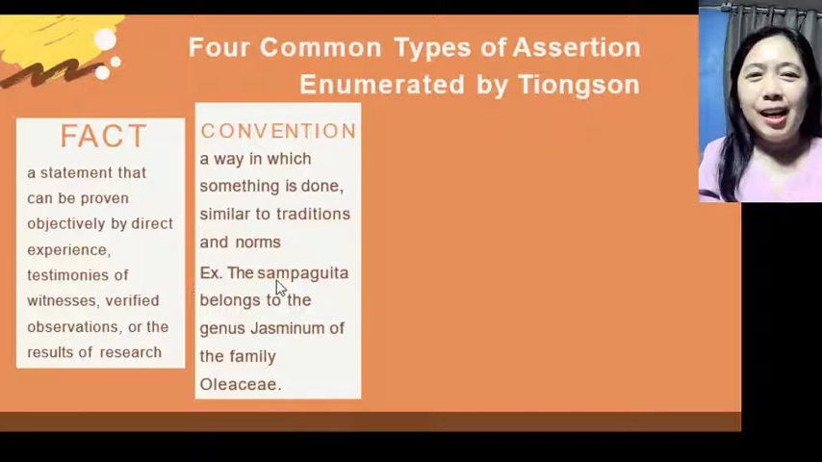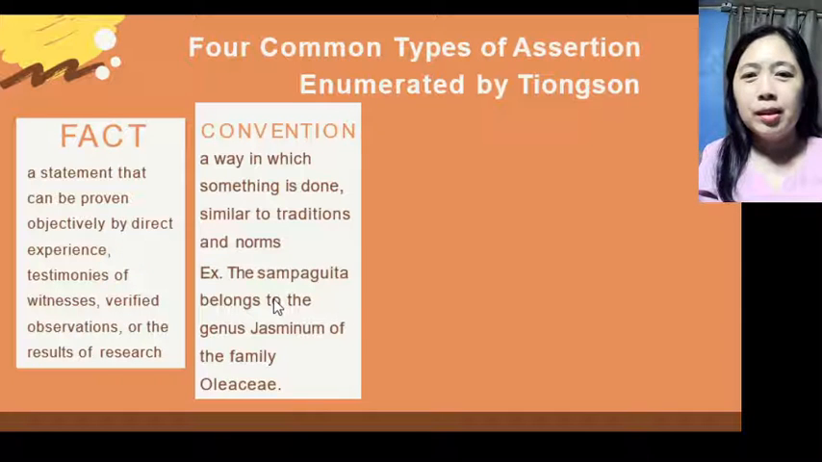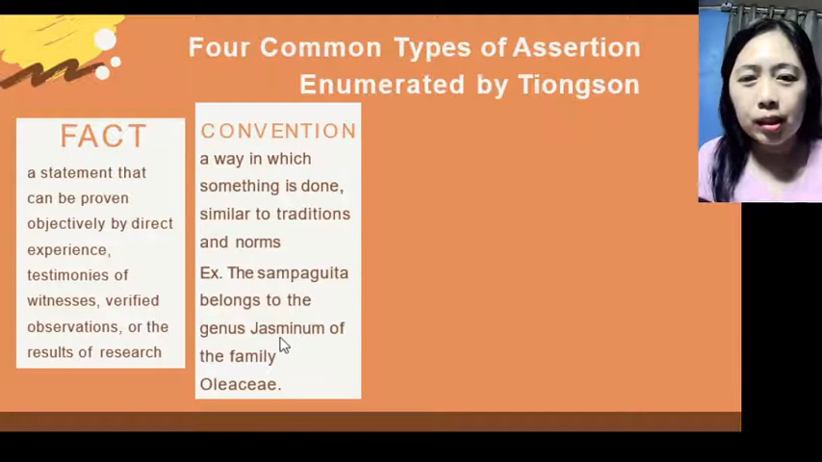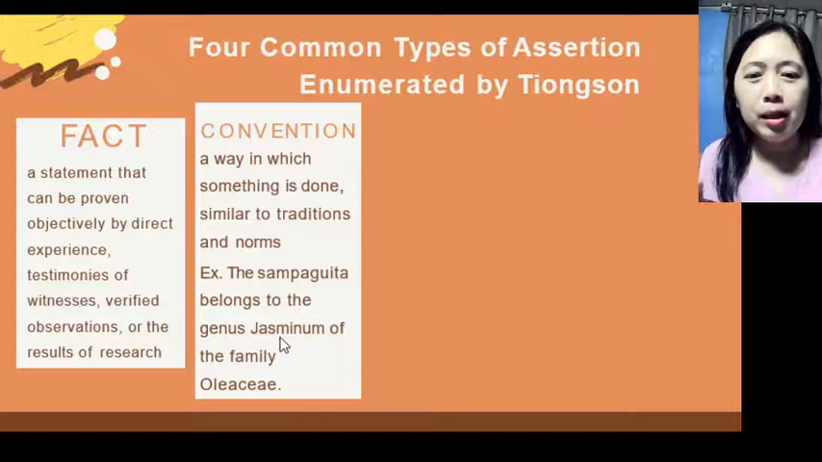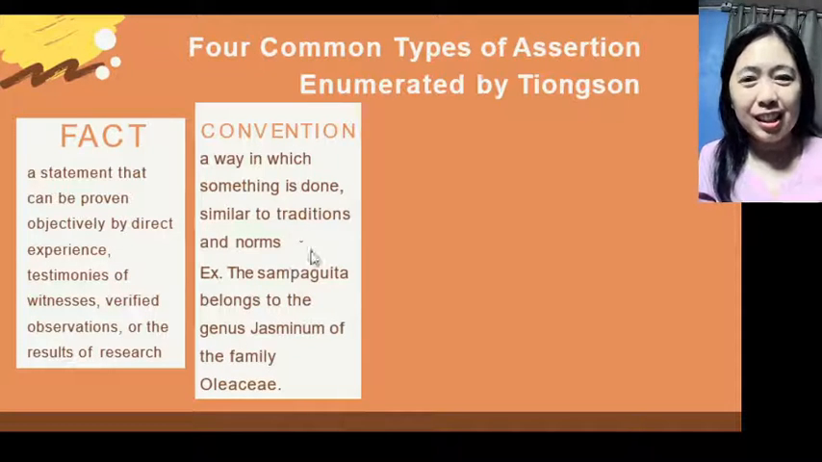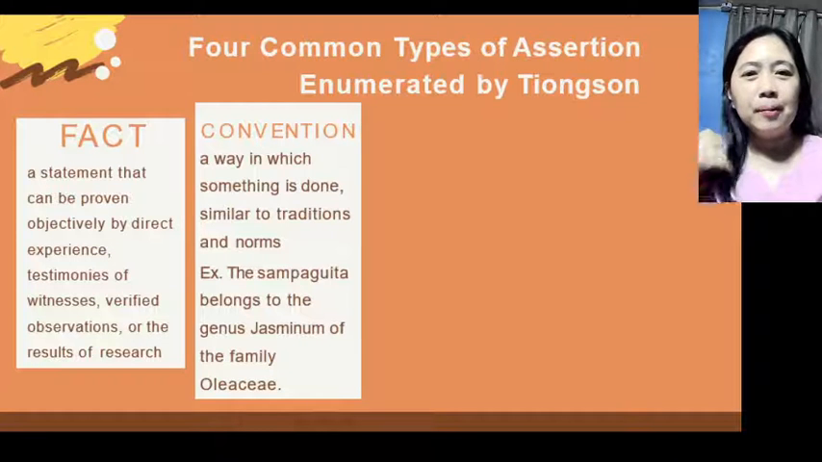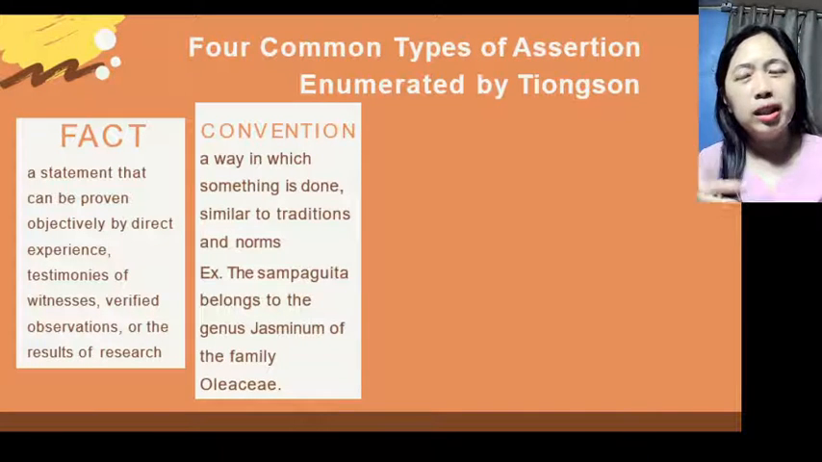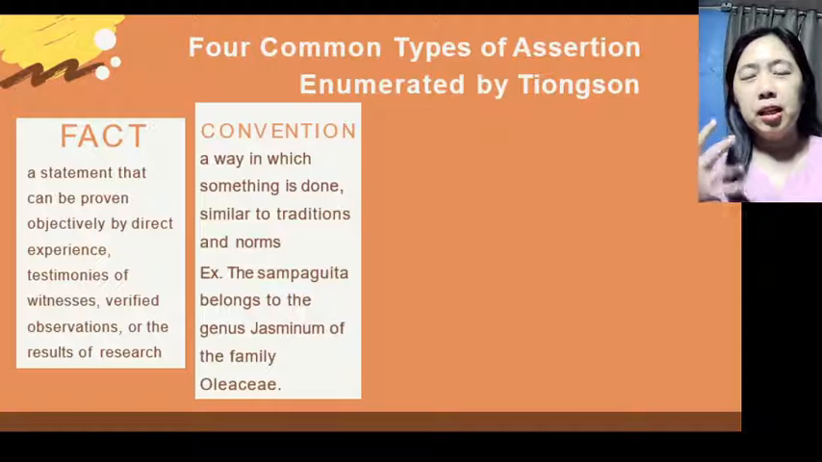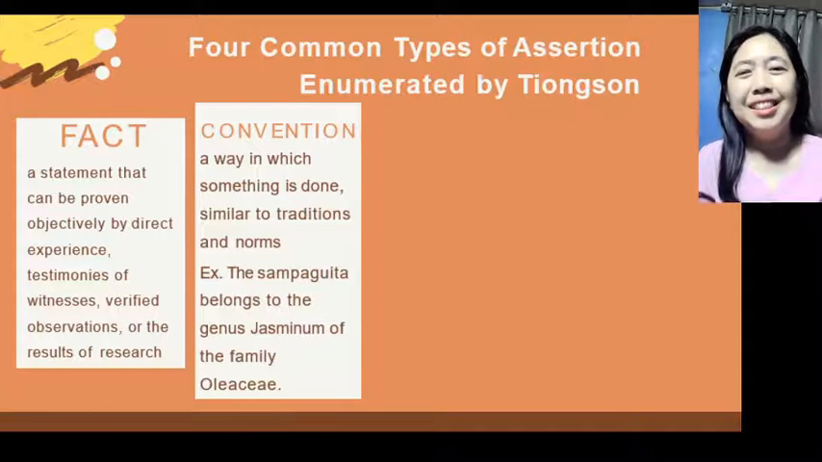Okay. So here's a convention, ay example nga, it has something to do with traditions. Diri kay the sampagita belongs to the genus Jasminum of the family Oleaceae. Okay, science majors, please do help me with this, or STEM students. Yes, so tradition siya. Mura siya ang ihang norms ba? Okay, so sa family, inana sad nga, feeling nako di mo magdugay kay iyang pamilya, kabalo ko nga relihiyoso niya, ikaw, di mo magdugay.